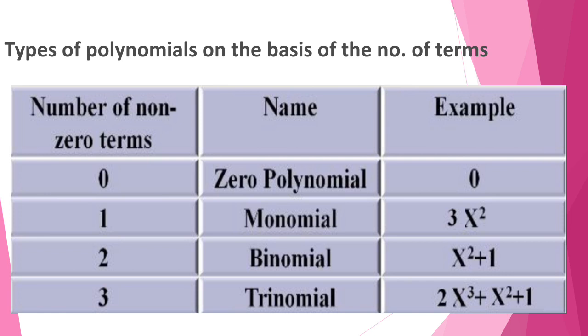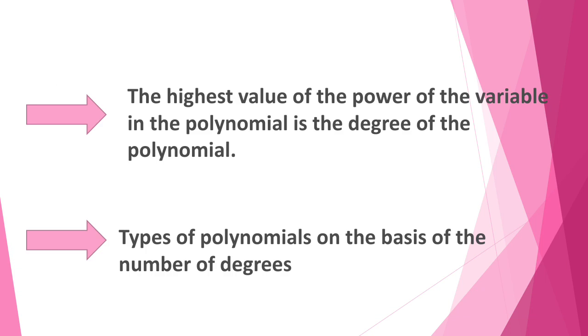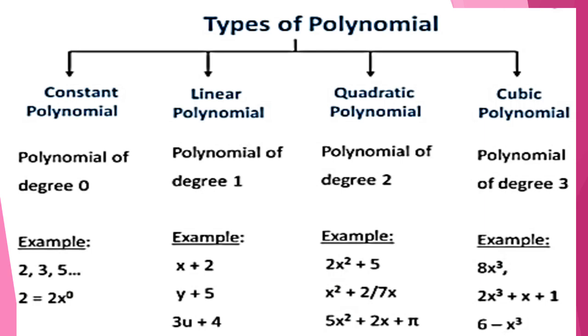If the number of terms is 3, then the polynomial is called a trinomial. For example, 2x cube plus x square plus 1. The highest value of the power of the variable in the polynomial is the degree of the polynomial. Now the types of polynomials on the basis of the degree.